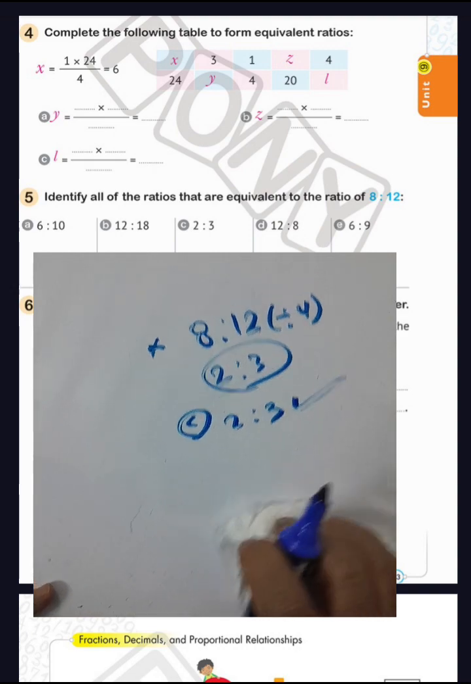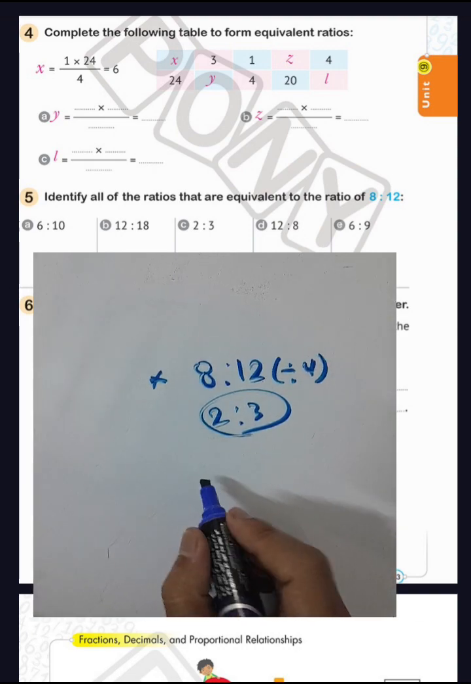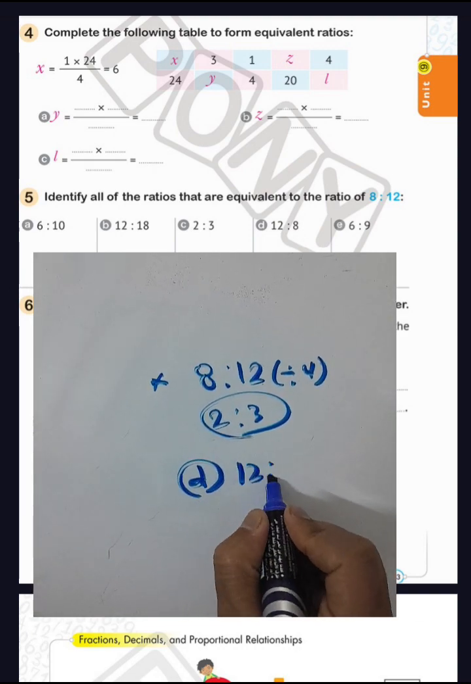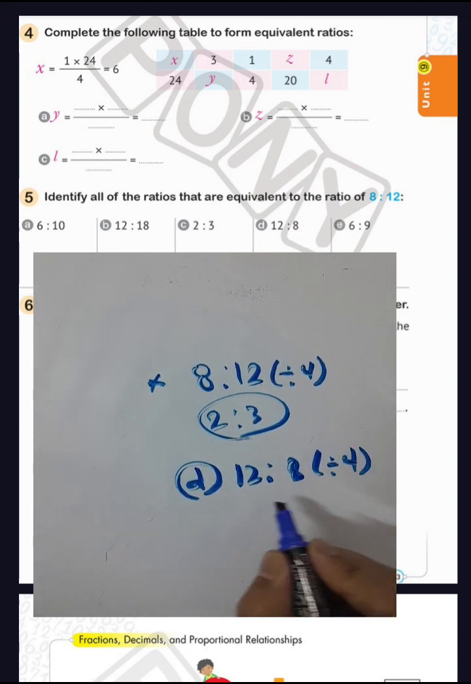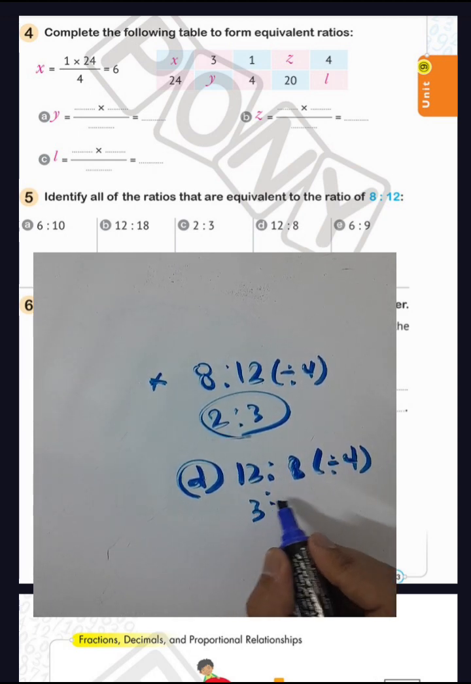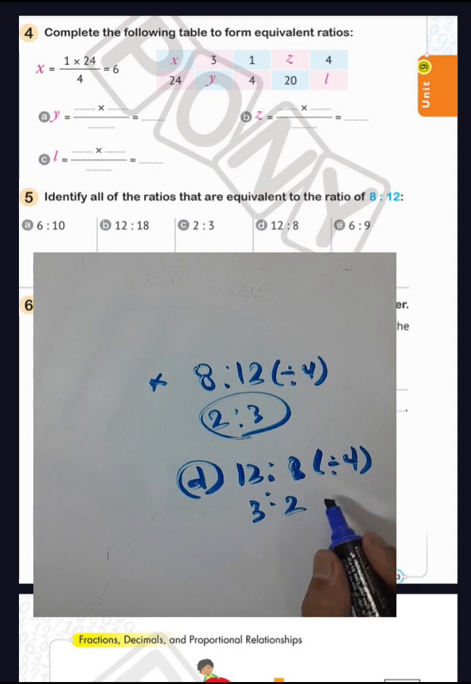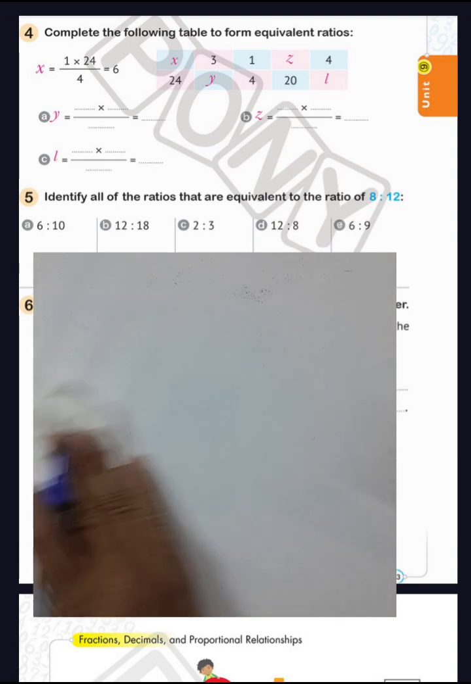What about letter D? We have 12 to 8. We can simplify by dividing by 4. 12 divided by 4 equals 3, and here 8 divided by 4 equals 2. Then it's not equivalent. It's false.